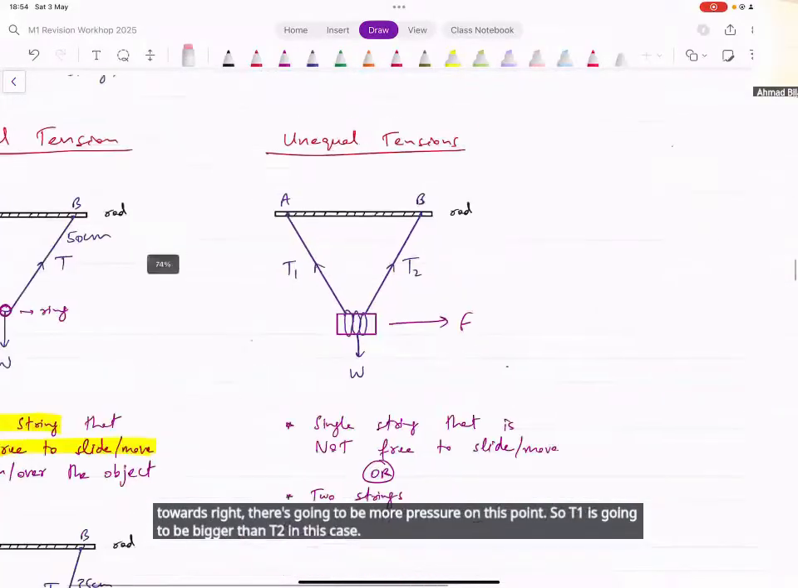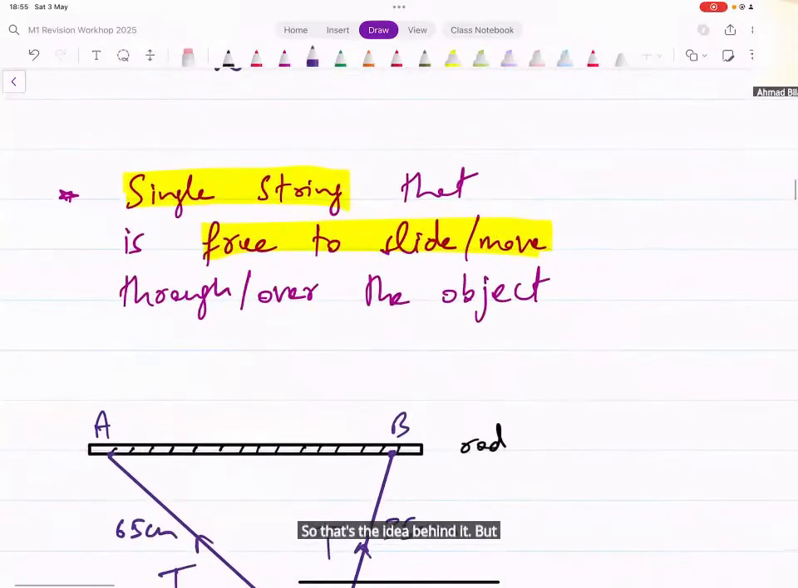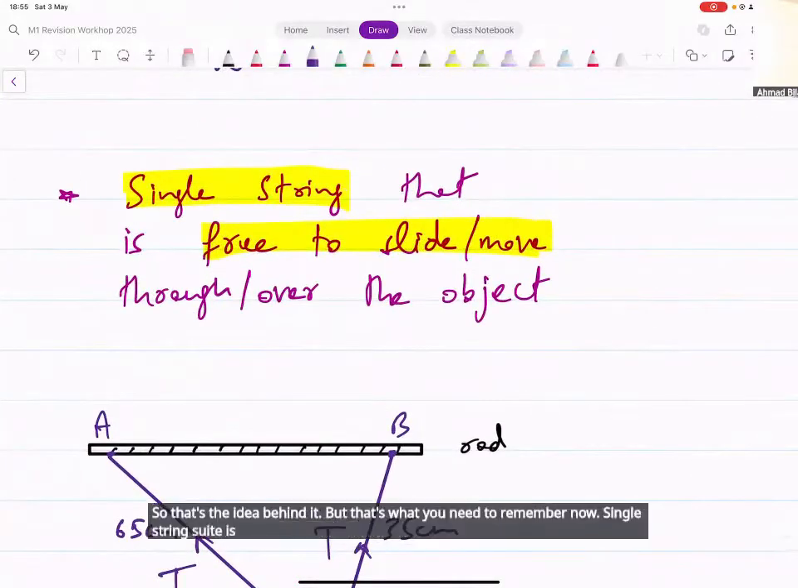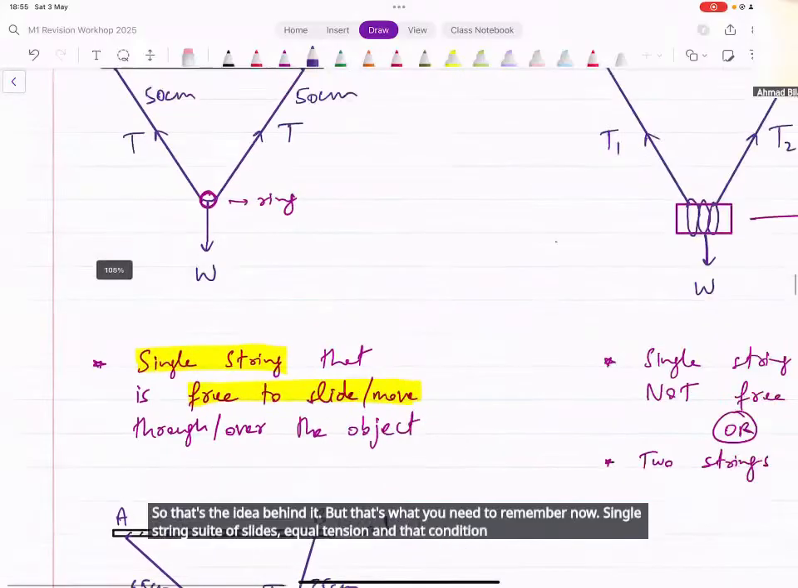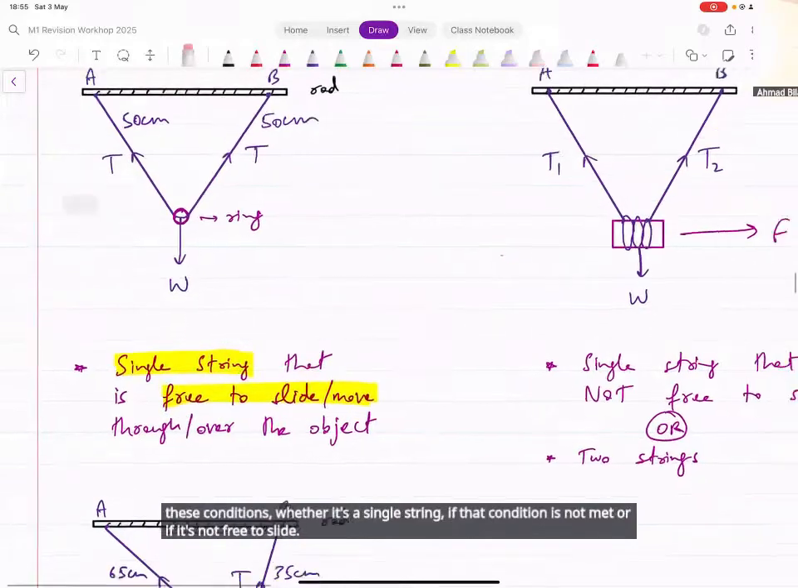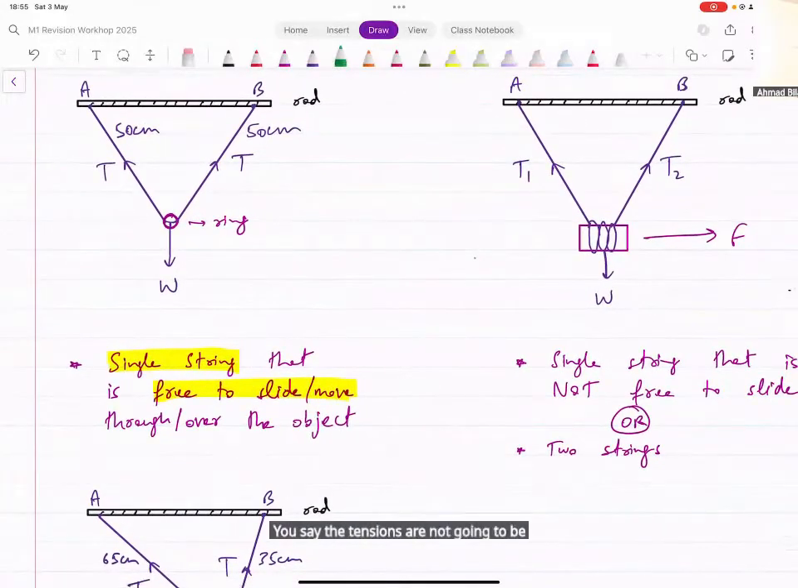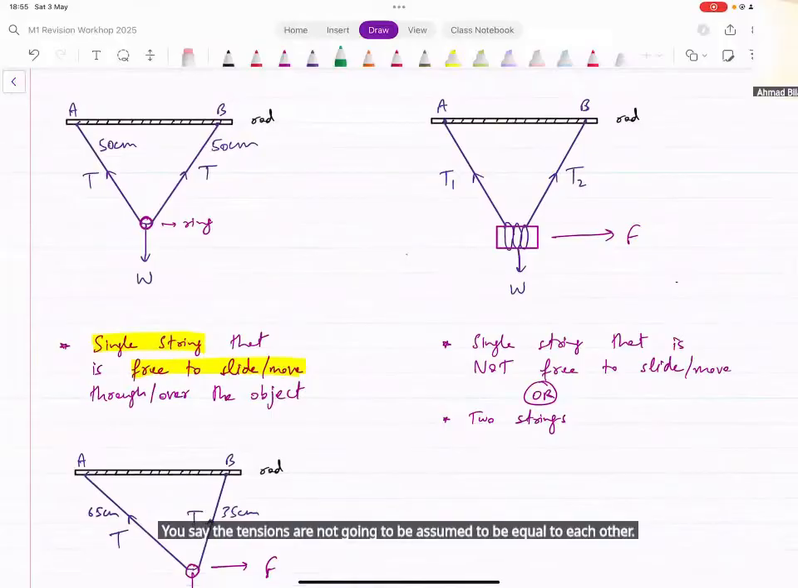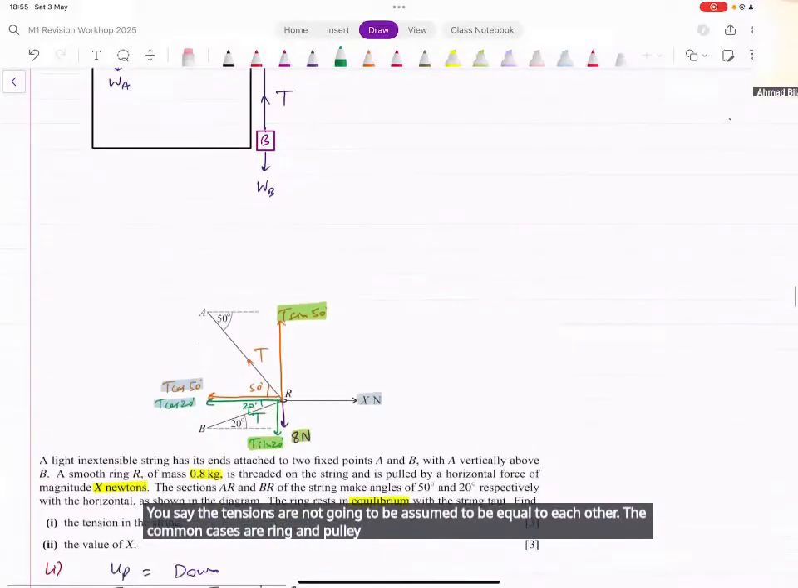So that's the idea behind it. But that's what you need to remember now. Single string, free to slide, equal tension. But if that condition is not met, whether it's not a single string or it's not free to slide, you say the tensions are not going to be assumed to be equal to each other. All right. The common cases are ring and pulley, as we discussed.